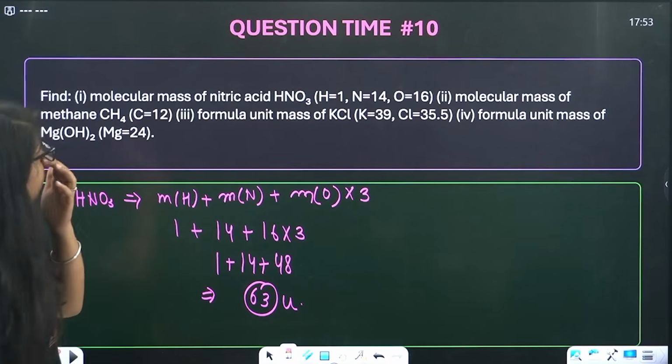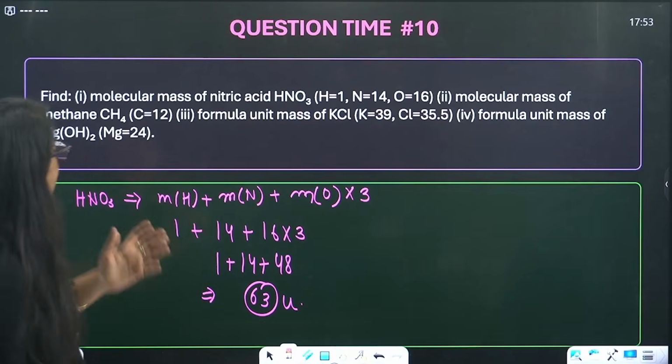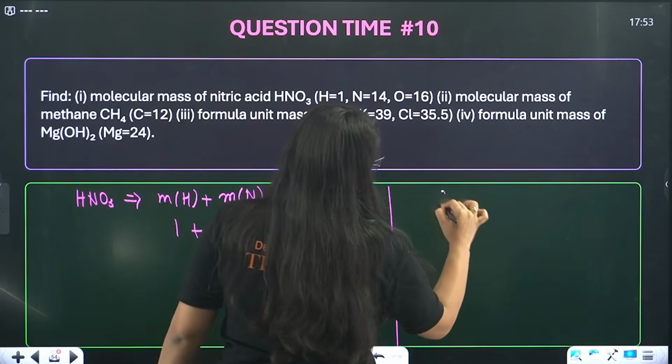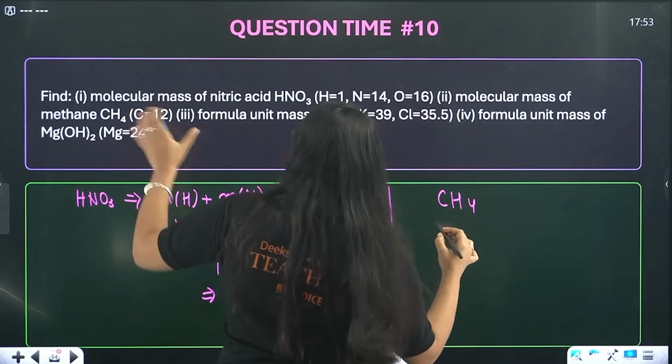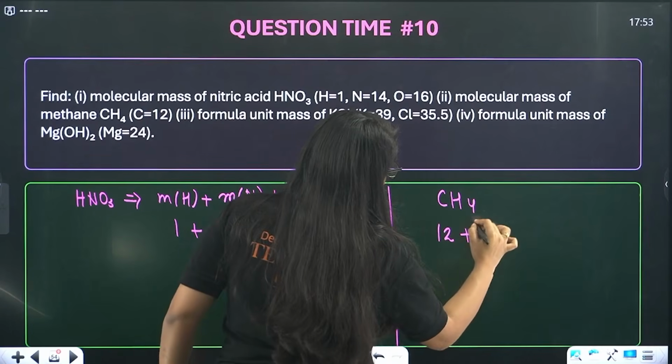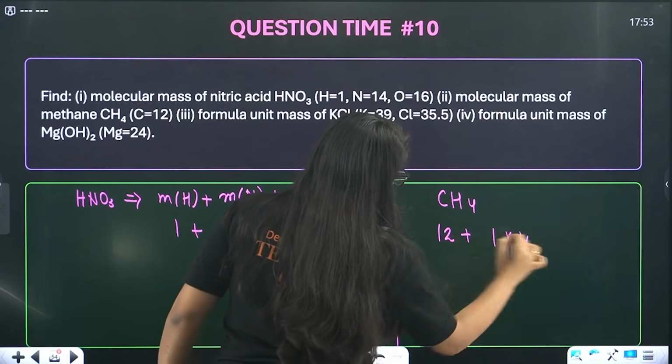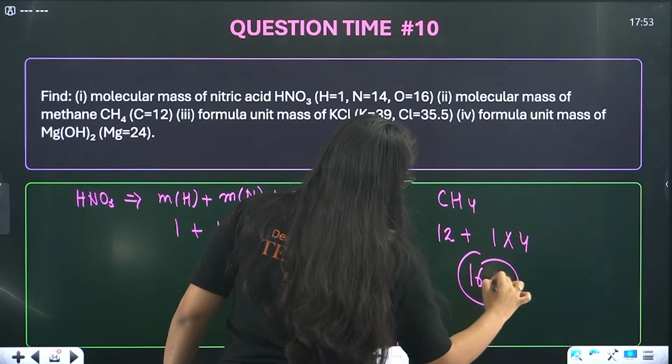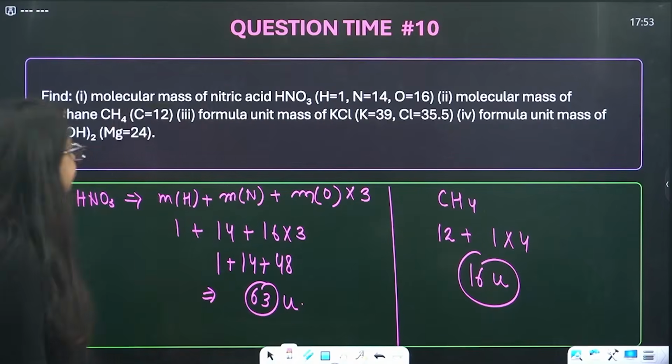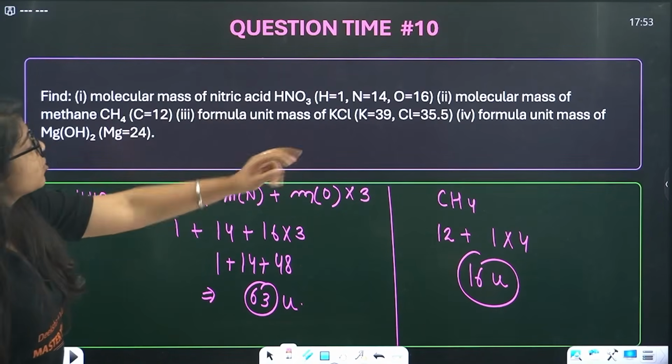Done. Then we have molecular mass of CH4. Mass of carbon is what? 12, plus hydrogen is what? Into 4. So 12 plus 4 is what? 16 U again. Done.